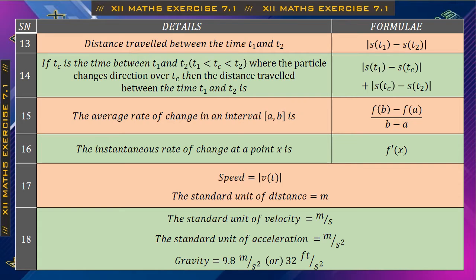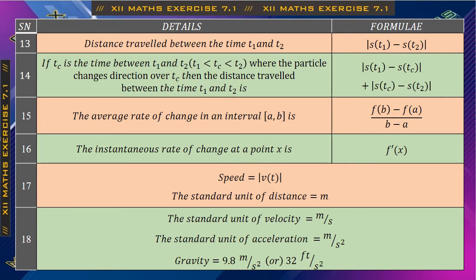And then the average rate of change in the interval a comma b is f of b minus f of a by b minus a. The instantaneous rate of change at the point x is f dash of x. Speed is nothing but the modulus, the absolute value, of velocity of t.